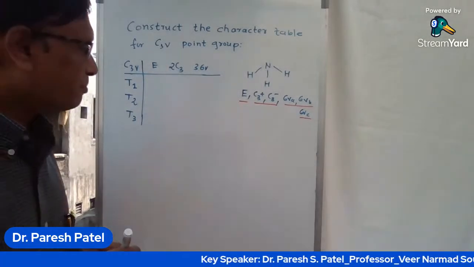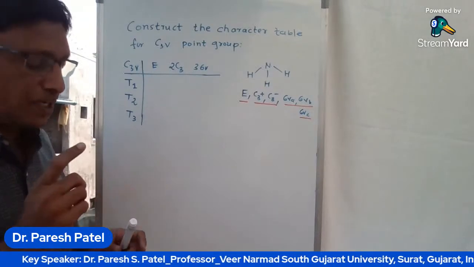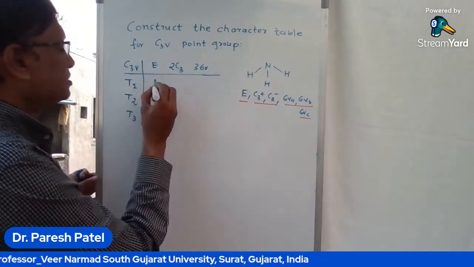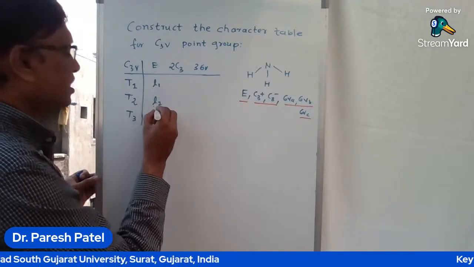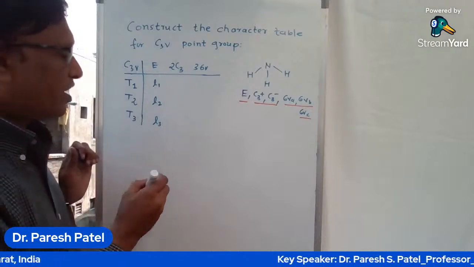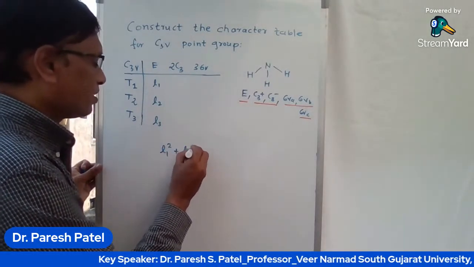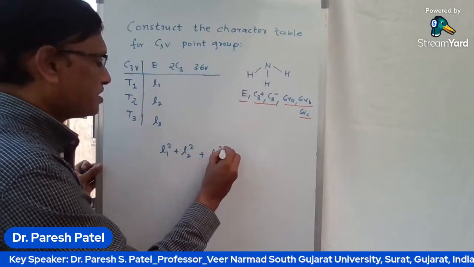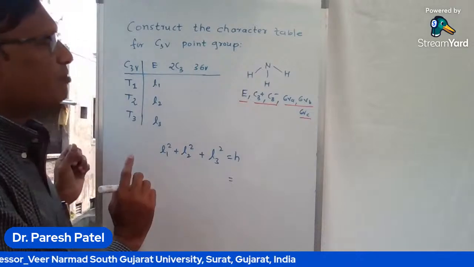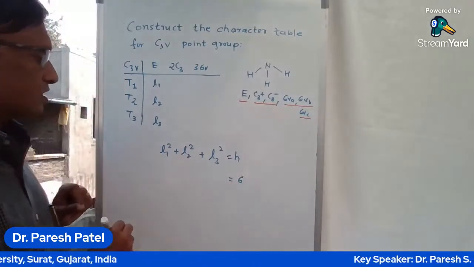Now, according to rule number two, the sum of the squares of the dimensions is equal to the order of a group. Suppose the dimensions of these representations are L1, L2, and L3. L1 square plus L2 square plus L3 square is equal to the order of a group. In the case of the ammonia molecule or C3V point group, the order of the group is equal to 6.